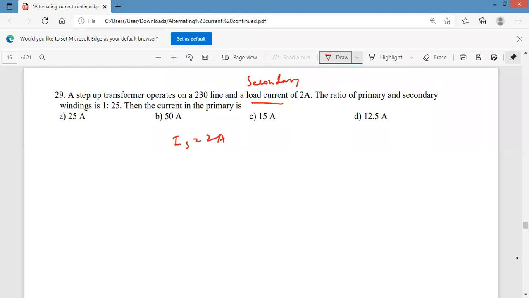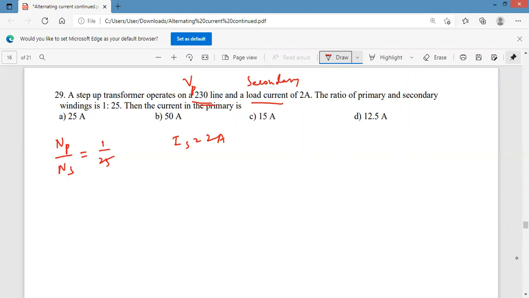The ratio of primary to secondary windings, NP by NS, is equal to 1 is to 25. It is given that the transformer operates at 230 volts, so the input voltage VP is given. Then we are asked for the current in the primary circuit, and the efficiency is not mentioned.